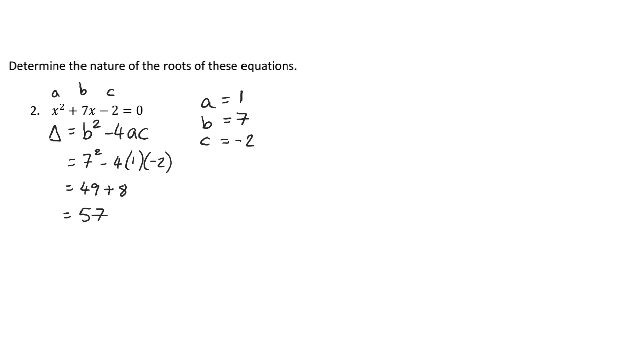Again, I need to write my statement. So 57 is greater than 0. So as b squared minus 4ac is greater than 0, I know there are two real roots.